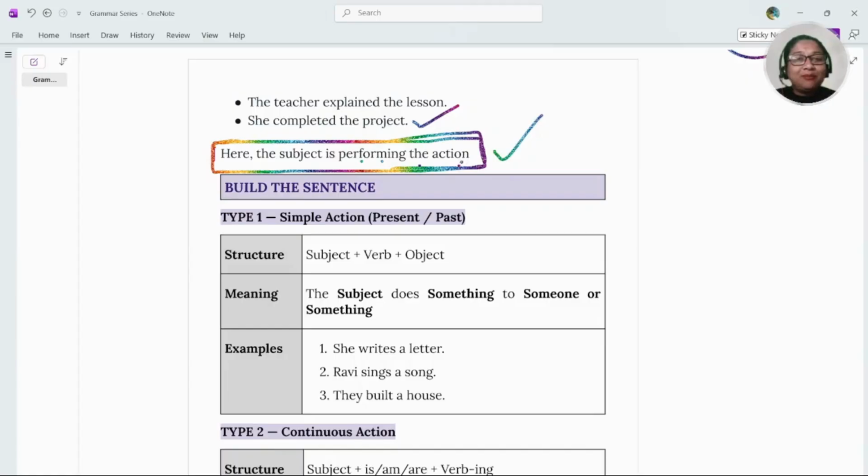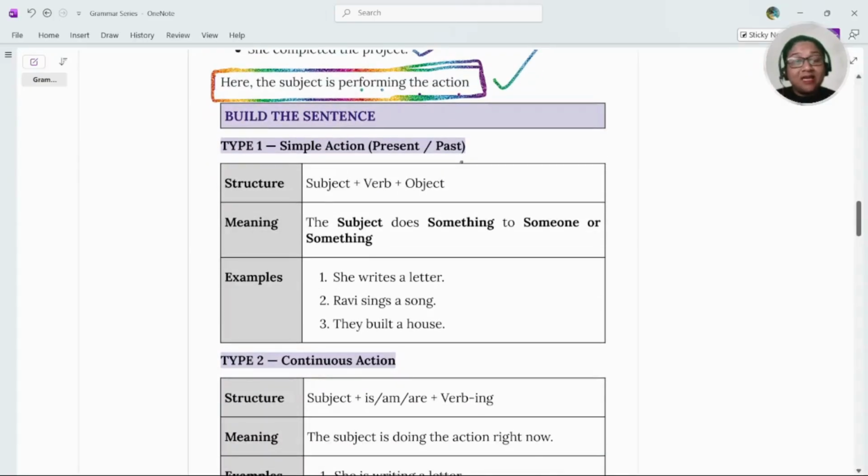Now let's build some sentences together. How about that? Let's start building sentences and looking at three types of common sentence types when you look at active voice. Okay, so simple action in reference with present or past tense. The structure is pretty much your subject, verb, and object. Very easy. It's just subject plus verb and your object, nothing much.